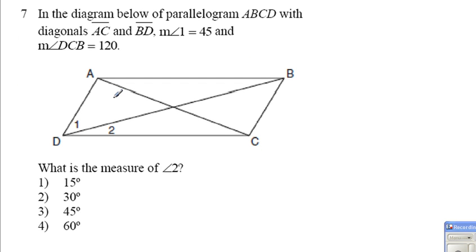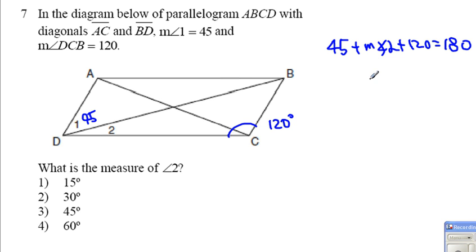Here, angle 1 is 45 degrees. And then DCB, the whole angle here, is 120. But in a parallelogram, two consecutive angles are supplementary. That means 45 plus the measure of angle 2 plus 120 must be equal to 180. Now here then, the measure of angle 2 is simply 15. Therefore the answer is 15.